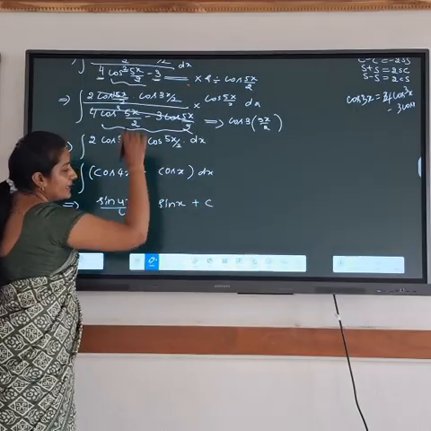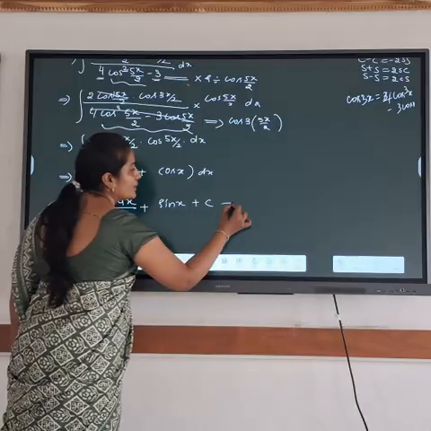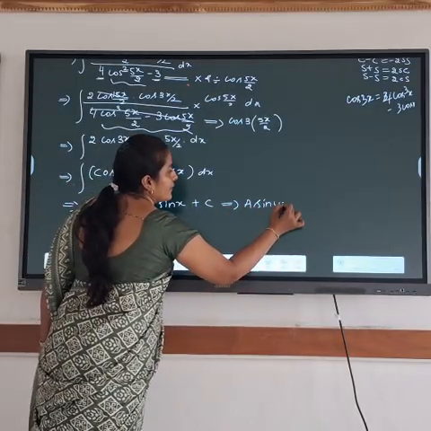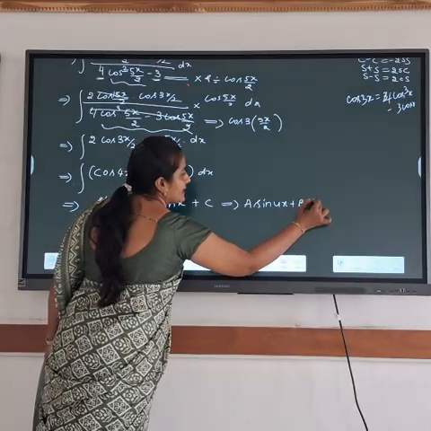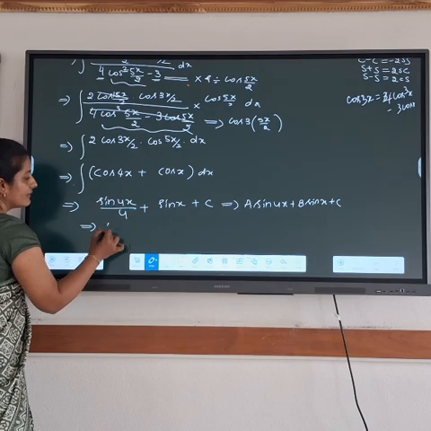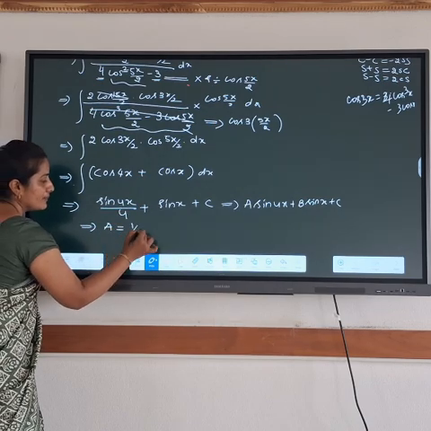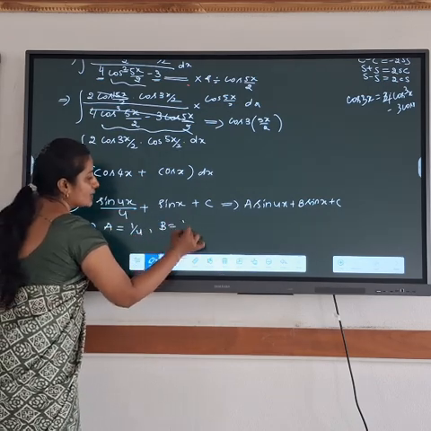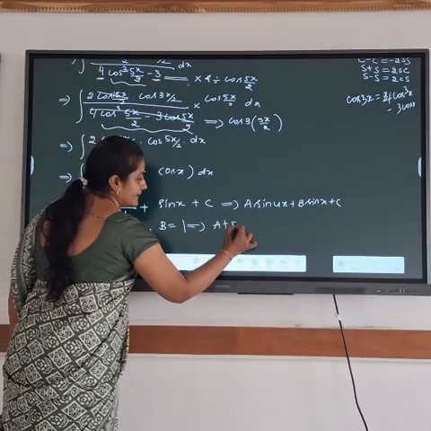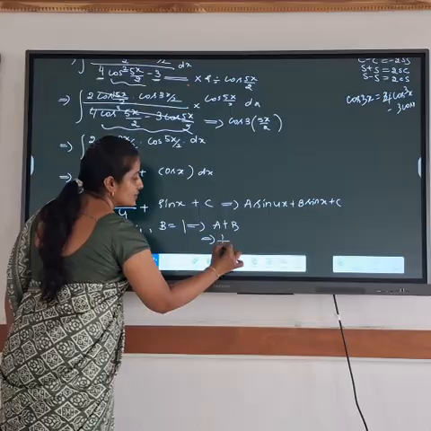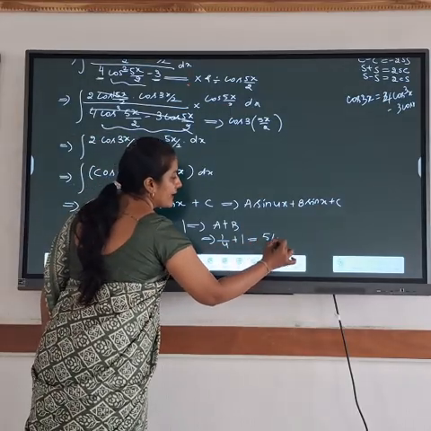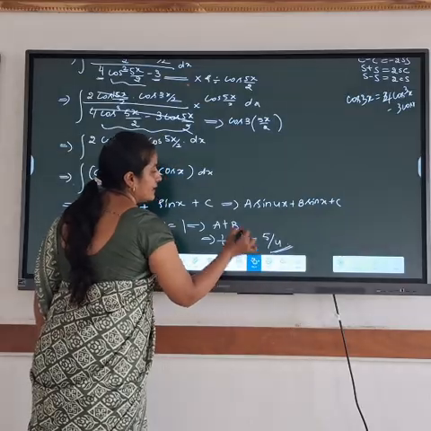Now you can compare this with the given. The given RHS is what? A sin 4x plus b sin x plus c. By comparing this equation with this, we can take the a value as 1 by 4 and the b value as 1. Then to find the value of a plus b, where a equals 1 by 4 plus b equals 1, this can be written as 5 by 4, which is the required option.